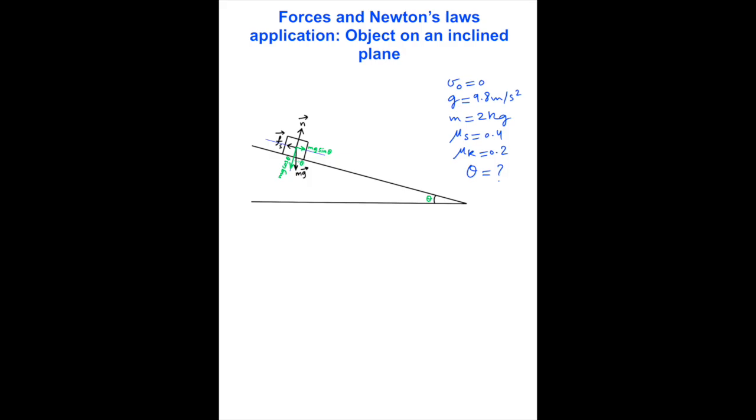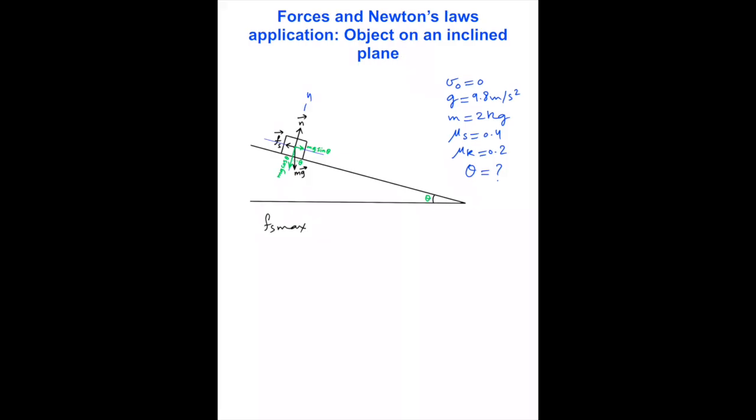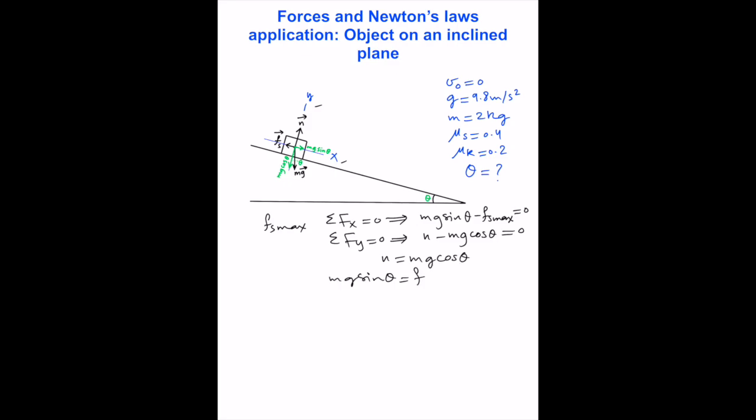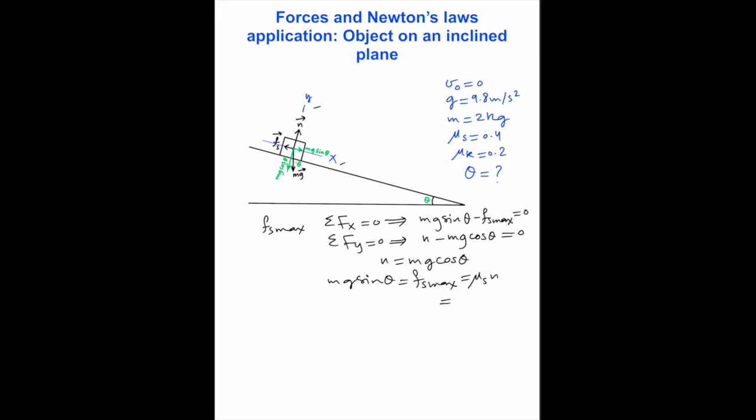So at the verge of moving, the static frictional force will be maximum. So these are the y and the x directions. So by applying Newton's law in each direction, you can see that the normal force is equal to mg cosine theta, and mg sine theta is equal to Fs max, which is equal to mu s mg cosine theta. And so at the verge of slipping, tan theta is equal to mu s. So the critical angle before the block starts sliding is equal to tan inverse mu s.